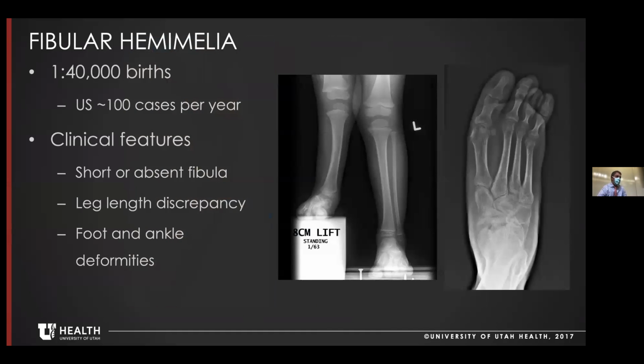Okay, so fibular hemimelia, this is the most common long bone deficiency, but is still pretty rare. Works out to about 100 cases per year in the US, 1 in 40,000 births. In the broadest terms, the clinical features are a short or absent fibula, leg length discrepancy, and foot and ankle deformities.